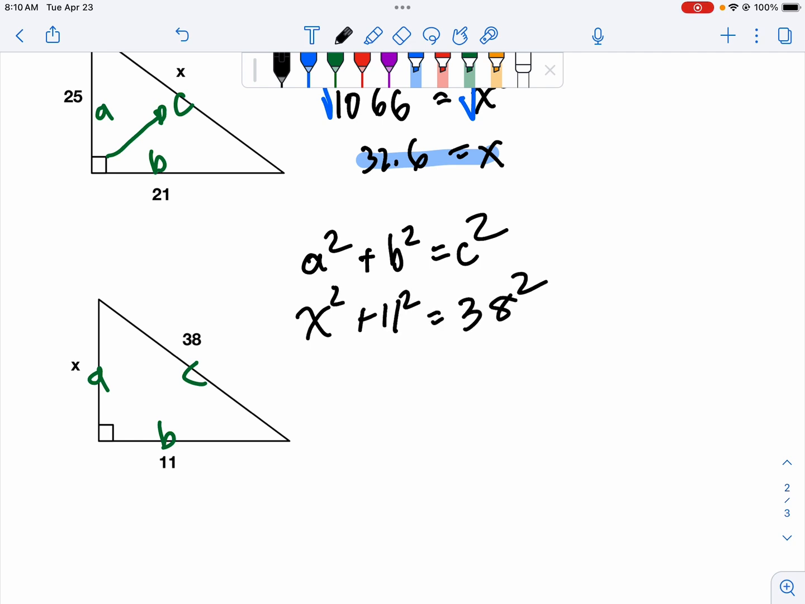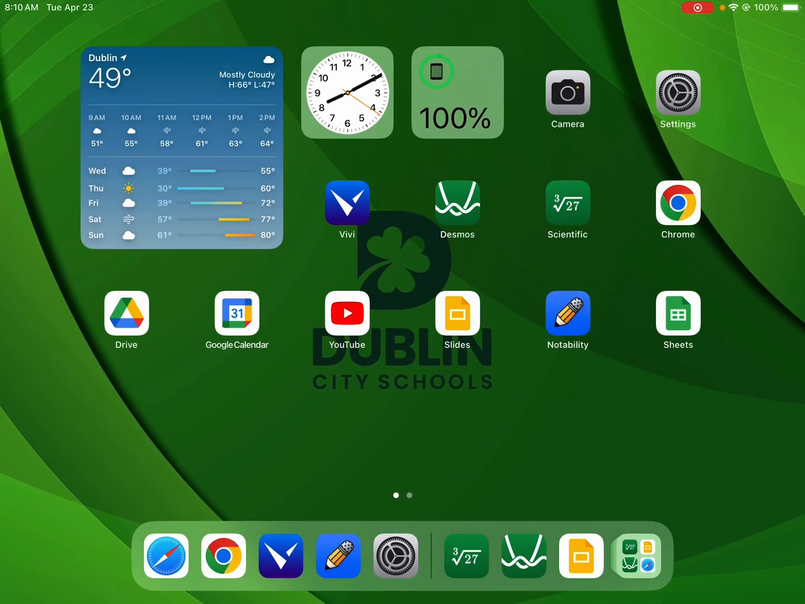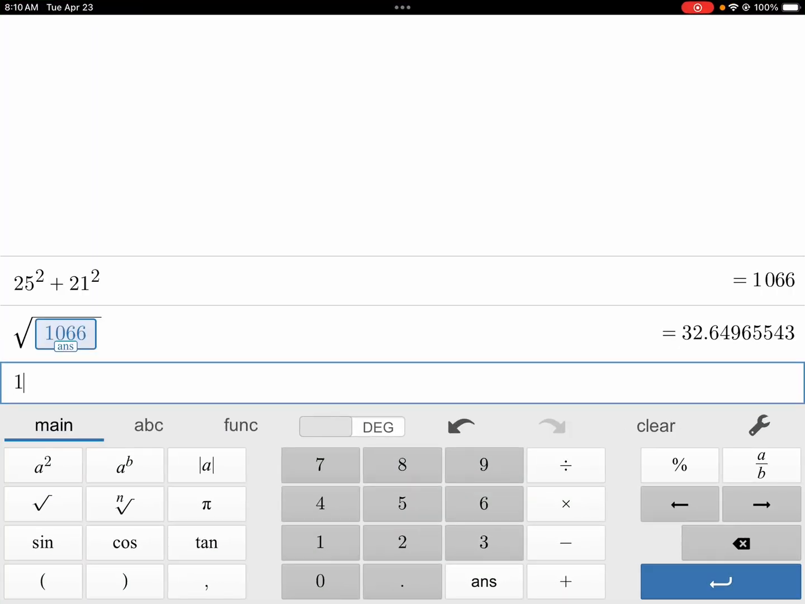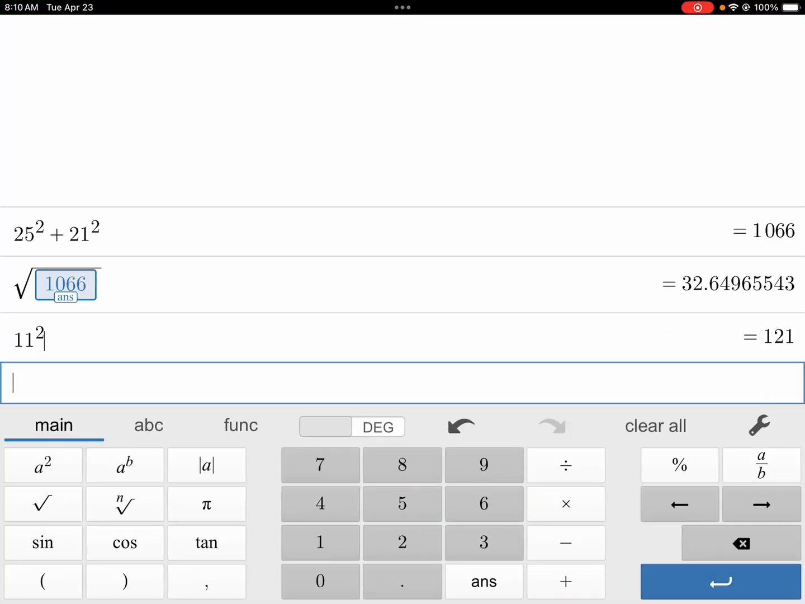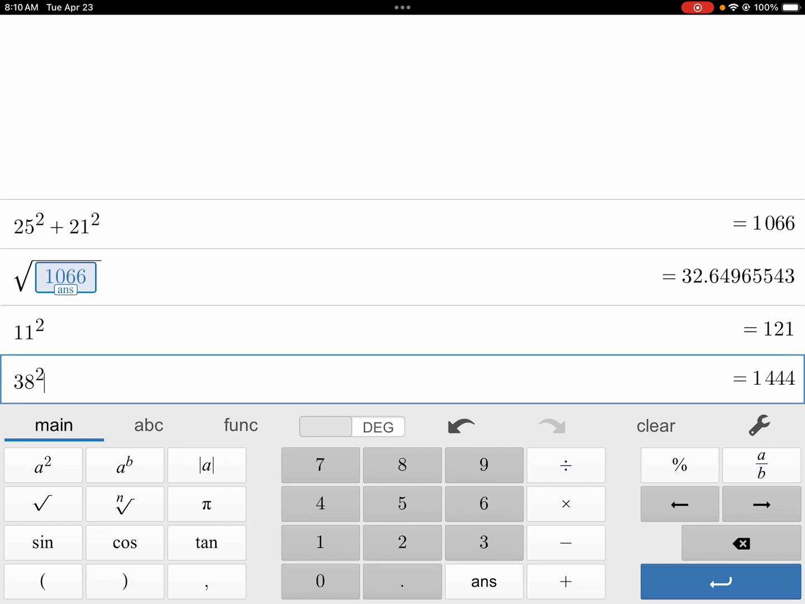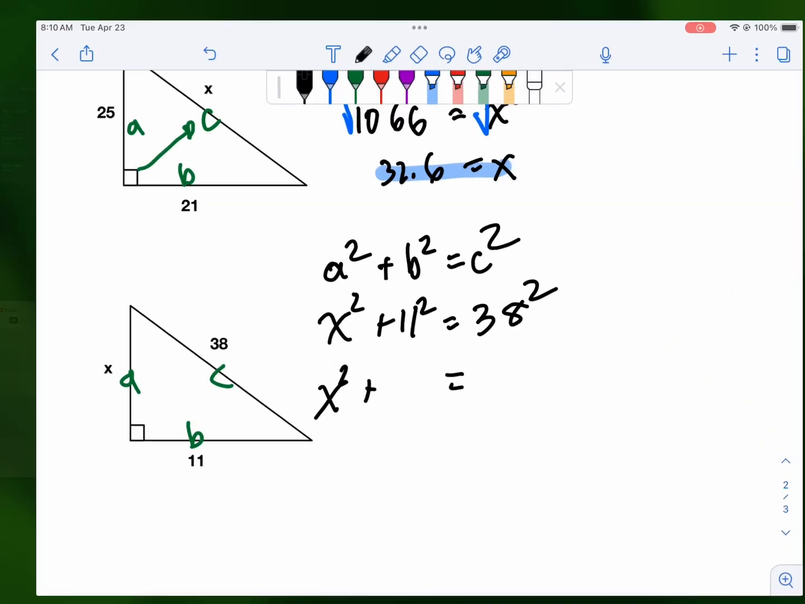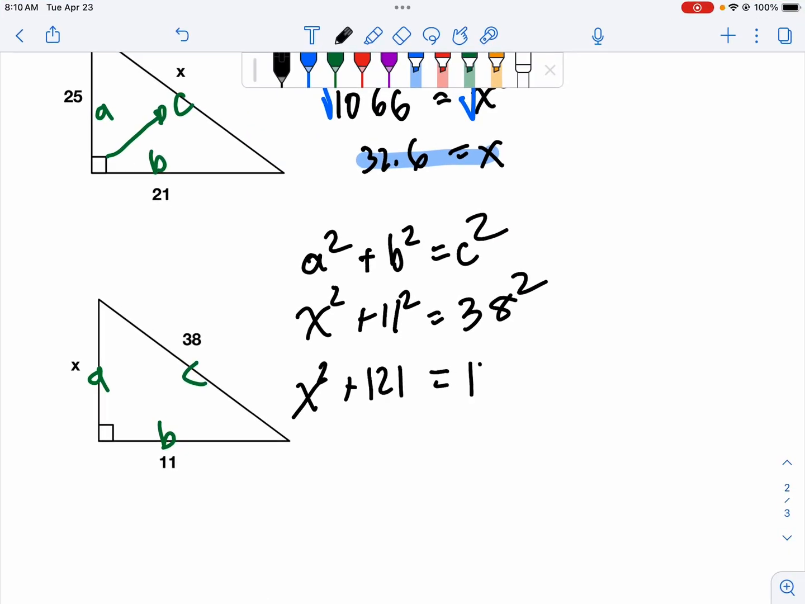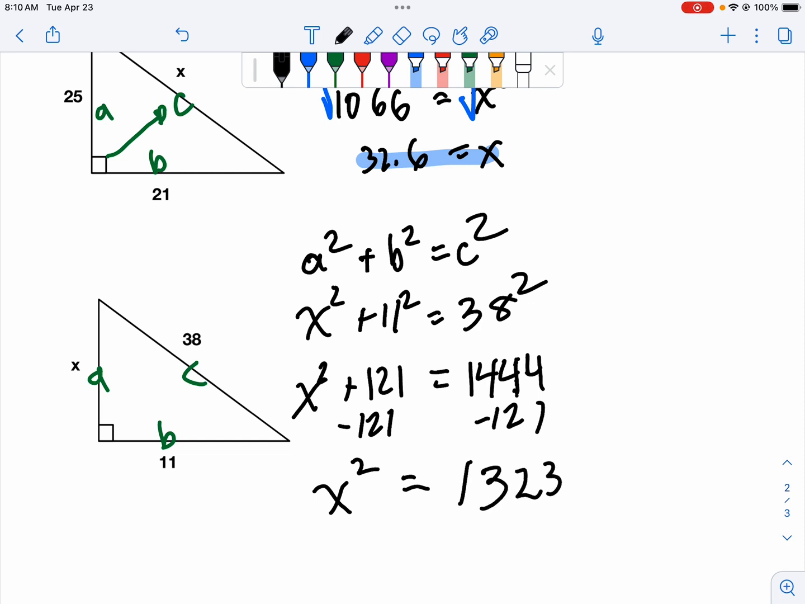Now, we have to go to our calculator and we have to square those two numbers. So let's go to our calculator. We're going to square 11 squared and 38 squared. So we have 121 and 1,444. We are now going to subtract 121 from both sides. We are isolating our x squared. We will end up with 1,323.